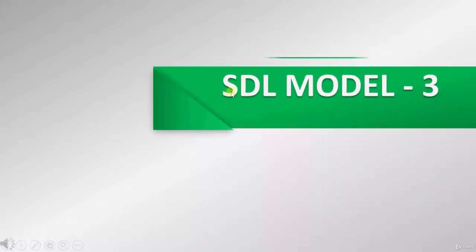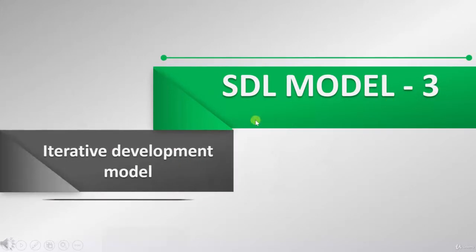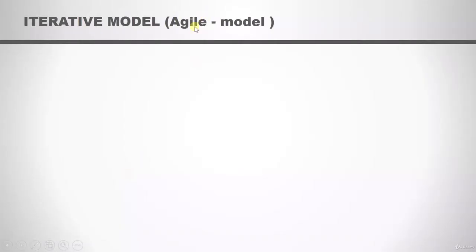In this lecture, we will talk about the third software development lifecycle model, the Iterative Development Model. The example for Iterative is the Agile Model. This is the most popular model in the industry right now. Once you finish this course, you can go for the Agile Model.